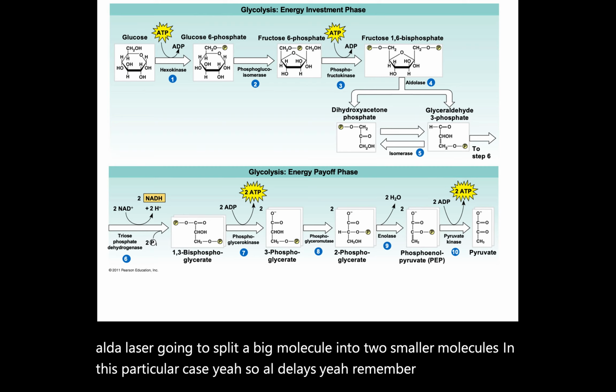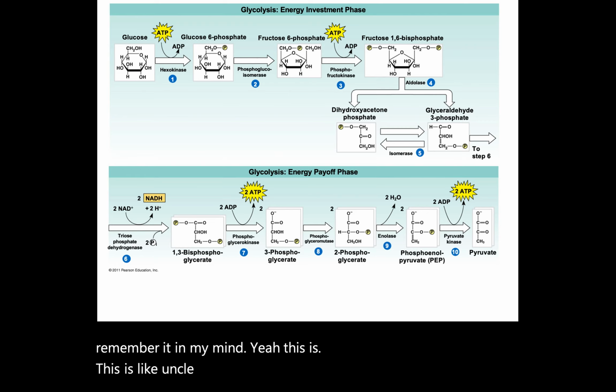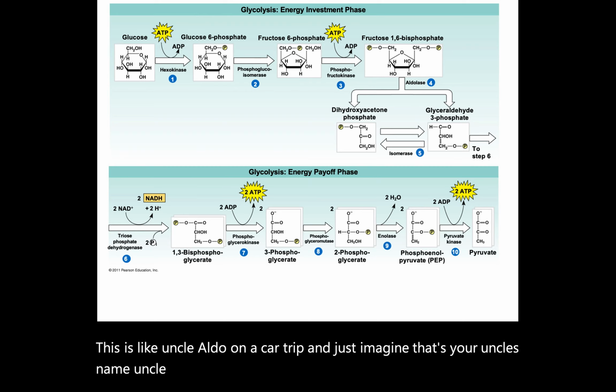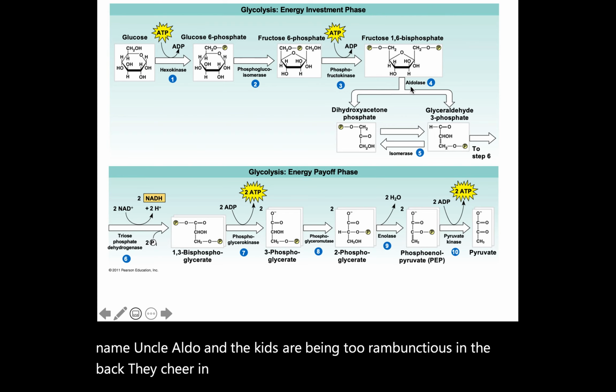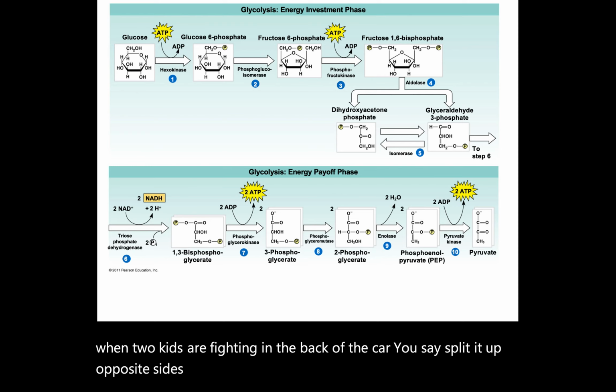In my mind, this is like Uncle Aldo on a car trip. Just imagine that's your uncle's name, Uncle Aldo. And the kids are being too rambunctious in the back. They're cheering. They're talking about dogs and stuff. And you know what to do. When 2 kids are fighting in the back of the car, you say, split it up. Opposite sides of the car. That's what Uncle Aldo does anyway. So, if that works for you, great.